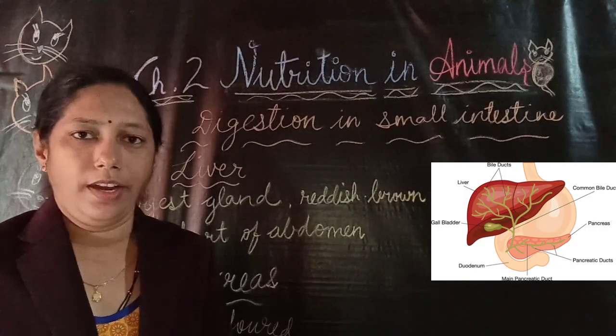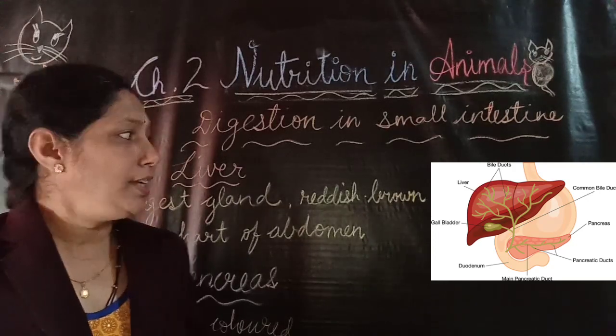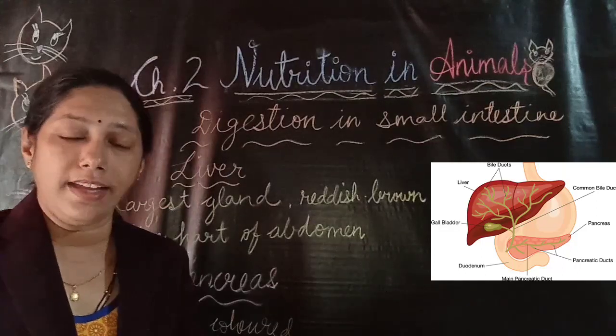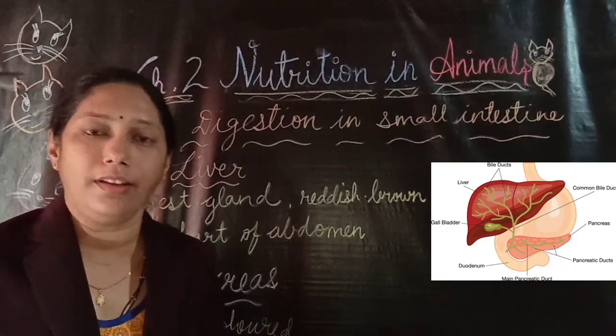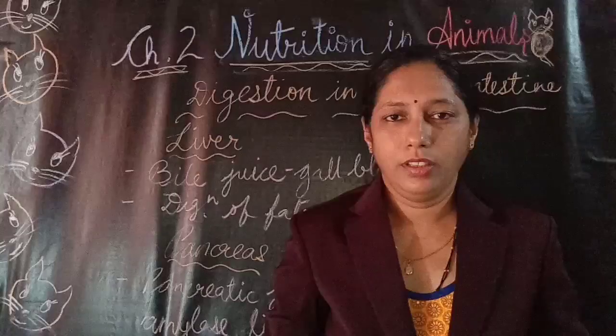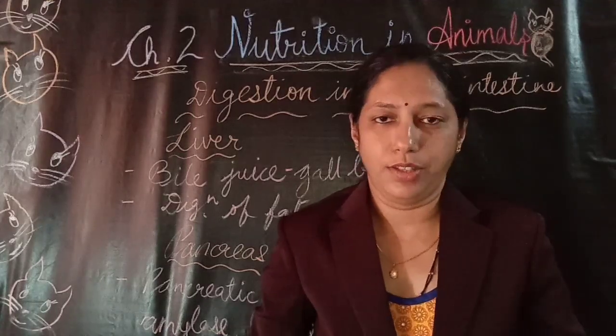Liver is situated in the upper part of the abdomen on the right side. Just see in the image, the reddish brown color gland is the liver. Pancreas is the large cream color gland and it is situated just below the stomach. Now we will study the role of liver and pancreas in digestion.